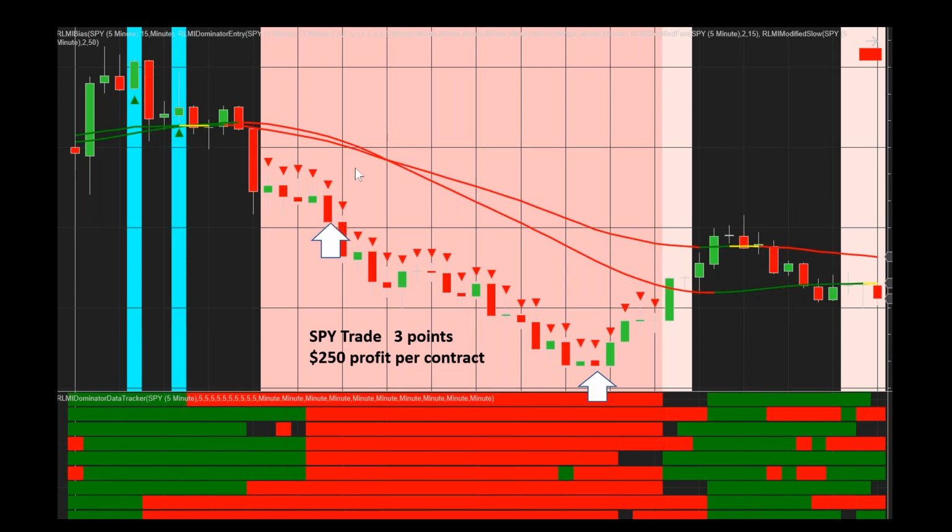We've got a dark pink background, meaning that the multi-time frame trend is bearish, and we've got a nice break right here. You can see it breaking down, and you just ride this thing down. And then it moves around, it pops up, but we got 3 points in that, $250 a contract on that trade. So 5 contracts, you get yourself $1,250. It's a nice quick trade, and that's what the Dominator system does for you when you're looking for those kinds of trades.